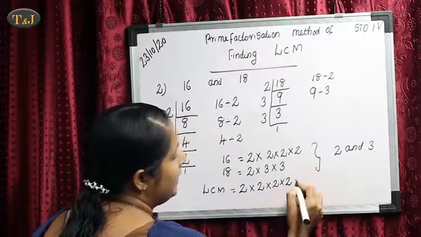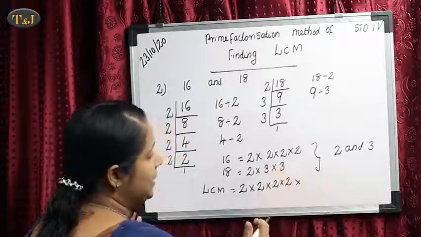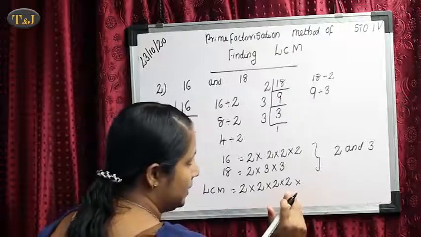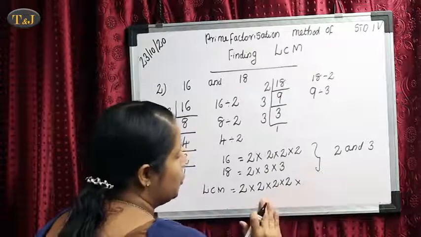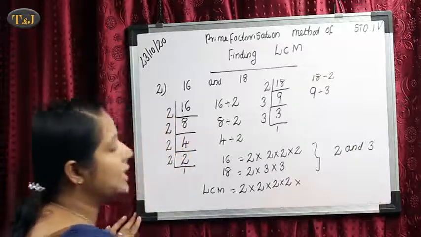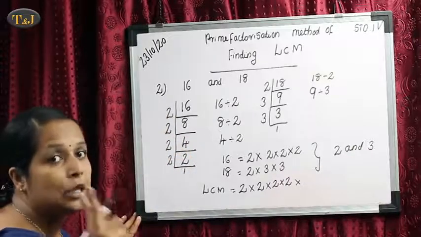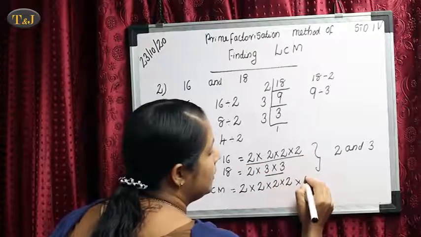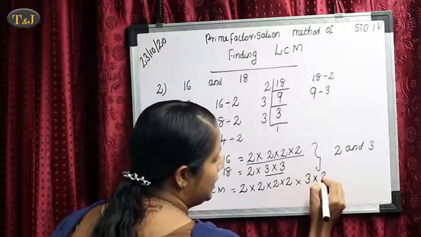Okay, then our next prime number of 16 and 18 are 2 and 3. First, we select the maximum number of first number, that means 4 times 2. Next, we want to select the prime number 3. Here 3 is repeated how many times? 3 is repeated 2 times. So, we select that 3, 2 times 3.